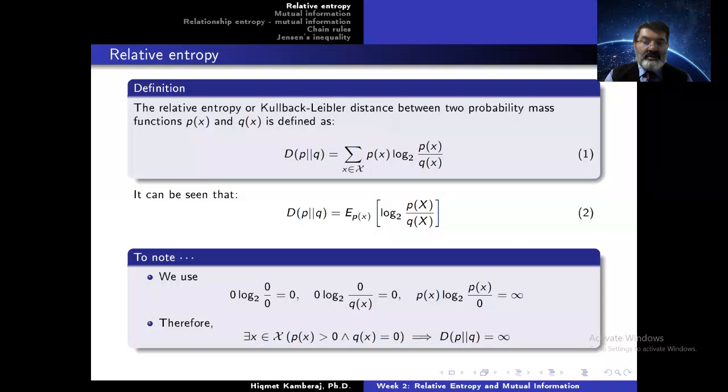In using equations 1 and 2, we have to note that we use 0 log base 2 of 0 over 0 as 0, 0 times log base 2 of 0 over q of x as 0, and p of x times log base 2 of p of x over 0 as infinite. Therefore, if there exists an x from the alphabet set chi such that p of x is greater than 0 and q of x is equal to 0, it implies that D of p from q is infinite.